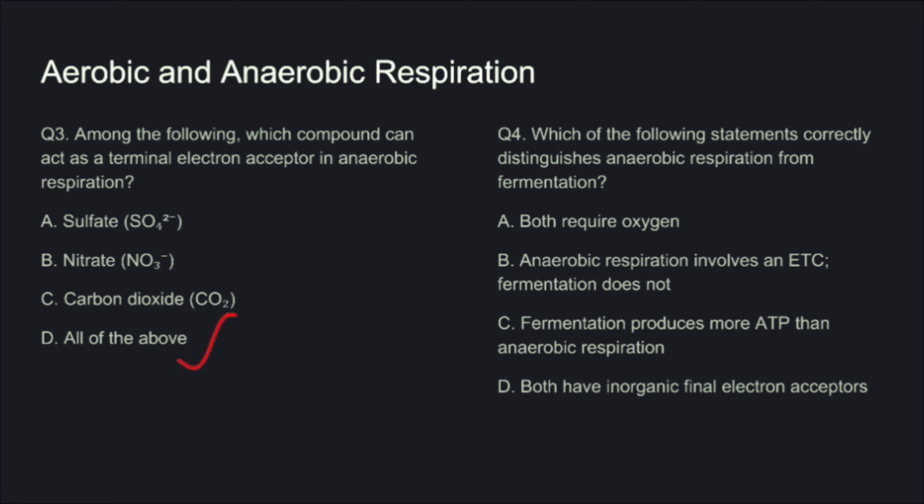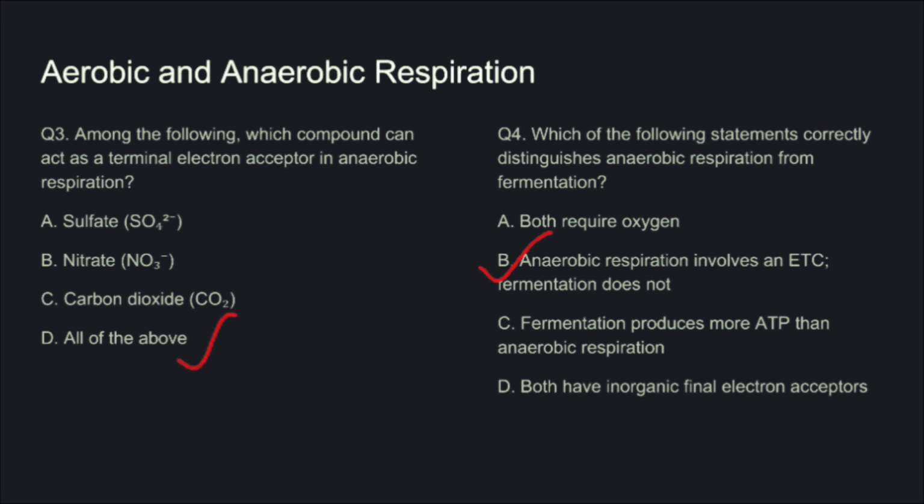Question number 4. Which of the following statements correctly distinguishes anaerobic respiration from fermentation? Your options are A both require oxygen, B anaerobic respiration involves an electron transport chain, fermentation does not, C fermentation produces more ATP than anaerobic respiration, D both have inorganic final electron acceptor. So the correct answer for this question is option B. Anaerobic respiration involves an electron transport chain, fermentation does not.